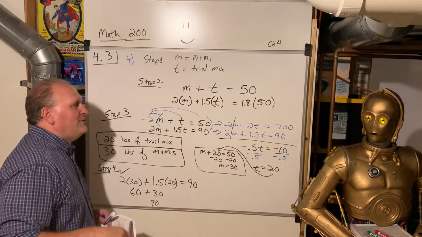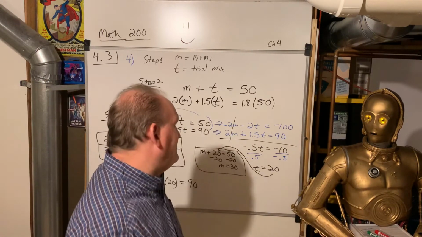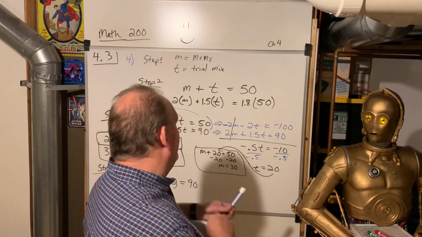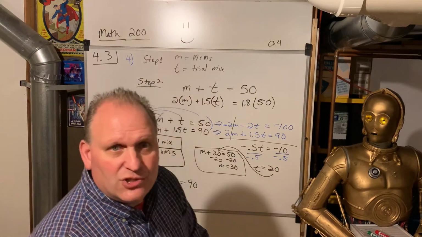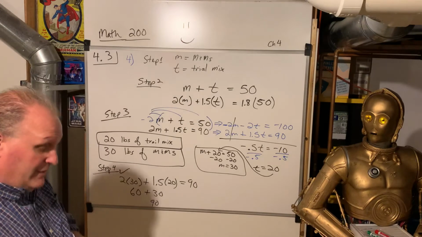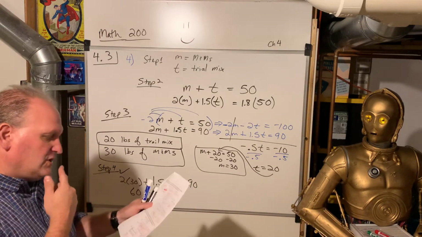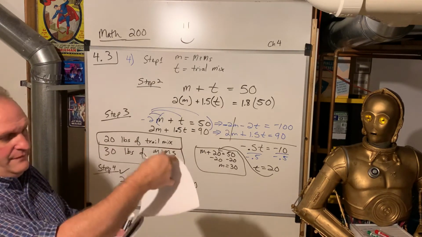All right. If it would have been exactly in between, if it would have been $1.75, then it would have been exactly the same amount. Then it would have been 25 pounds each. Okay. But it was not. It was a little closer to the 2.